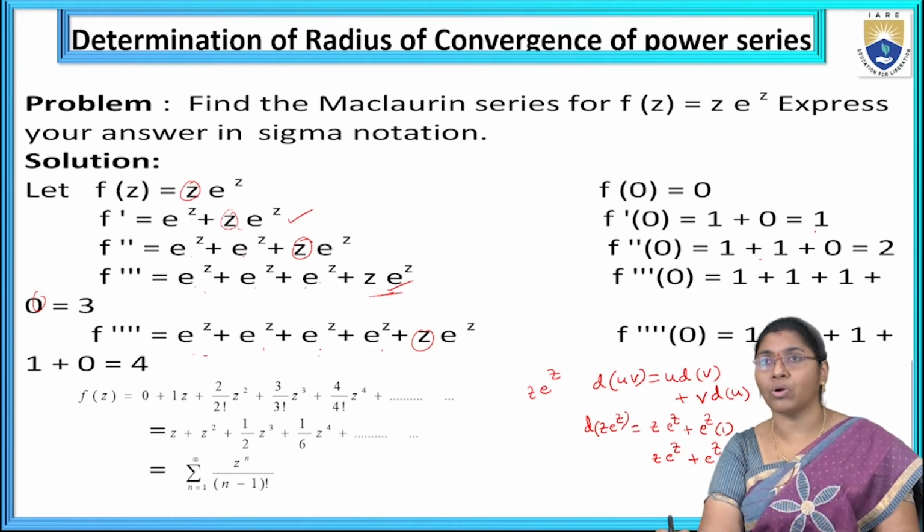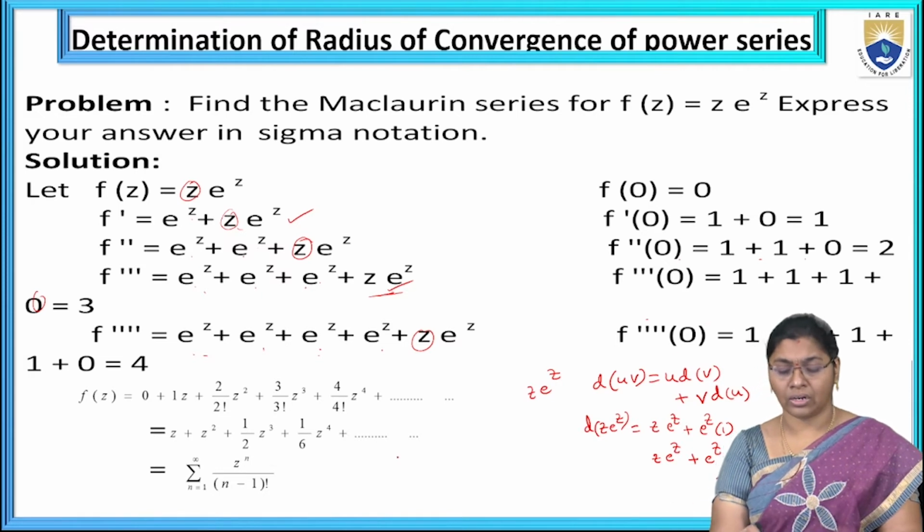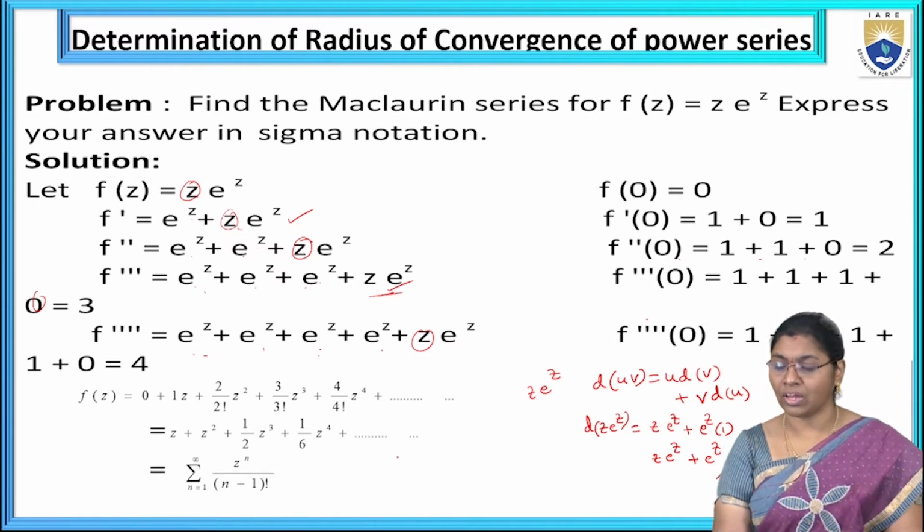F dash of 0 equal to 1. F double dash of 0 equal to 2. F triple dash of 0 equal to 3. F fourth derivative is 4, like that. Now, the expansion. What is the expansion?